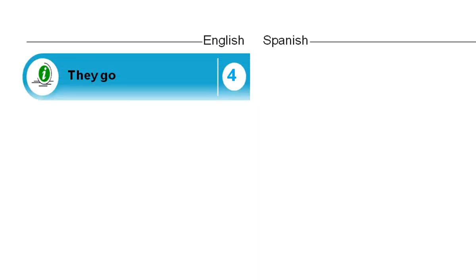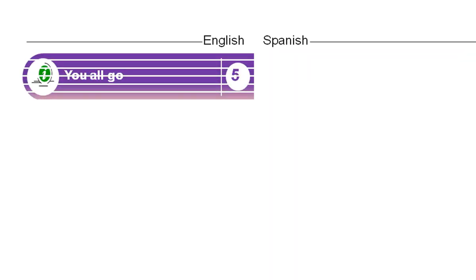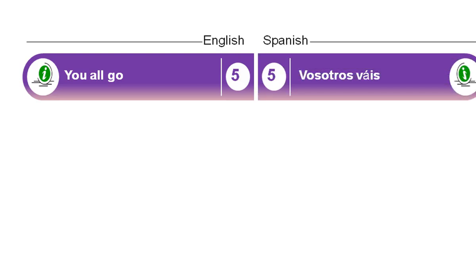They go, van. So if you want to say they go, which means you are trying to tell the group of women are going, ellas van. Group of men are going, ellos van. For a mixed group, again ellos van. You all go, we are talking about the vosotros form. So, vosotros vais.